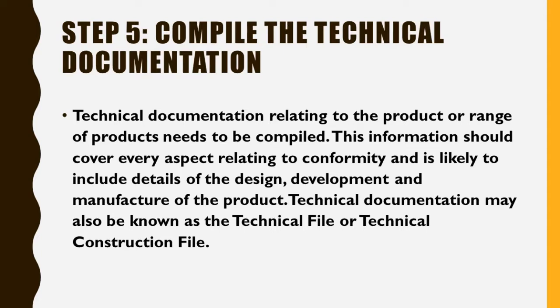Step 5. Compile the technical documentation. Technical documentation relating to the product or range of products needs to be compiled. This information should cover every aspect relating to conformity and is likely to include details of the design, development, and manufacture of the product. Technical documentation may also be known as the technical file or technical construction file.